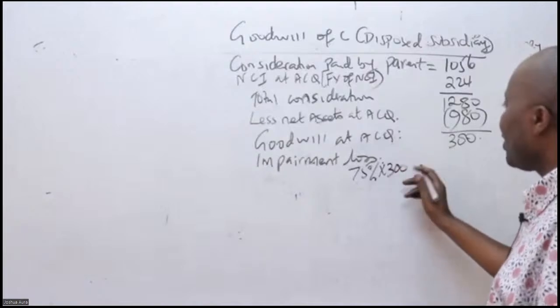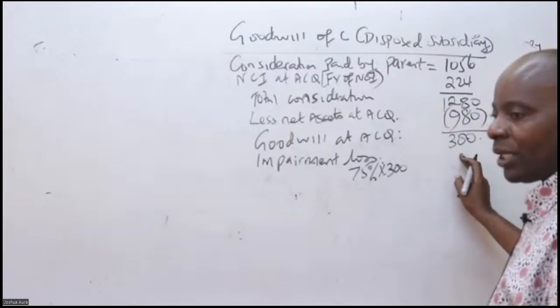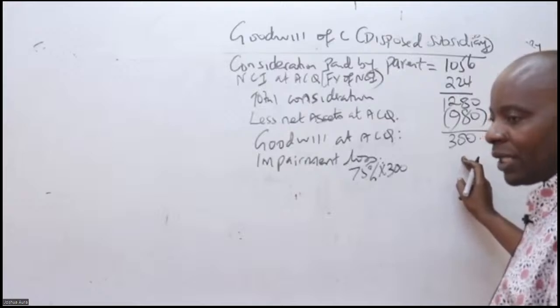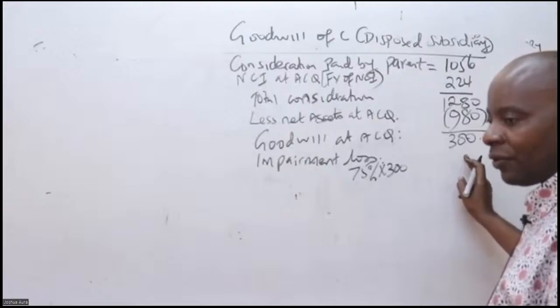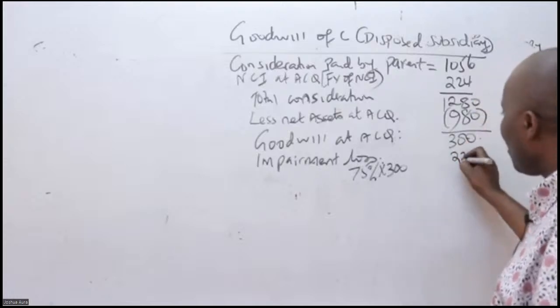75% of 300. So 75% of 300 gives us what figure? 0.75 times 300 gives us what figure? So the impairment loss is 225.